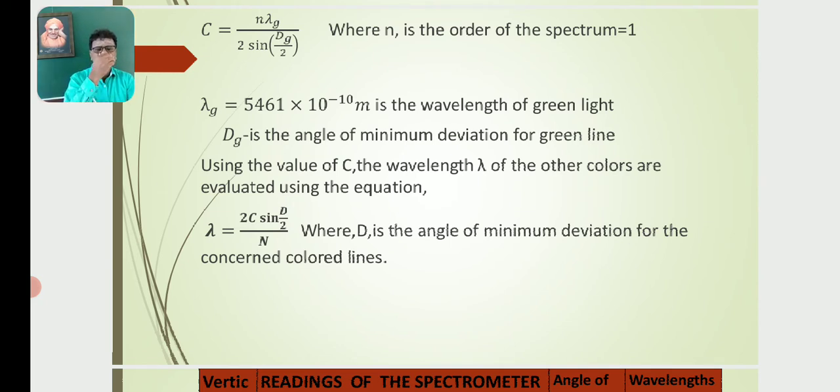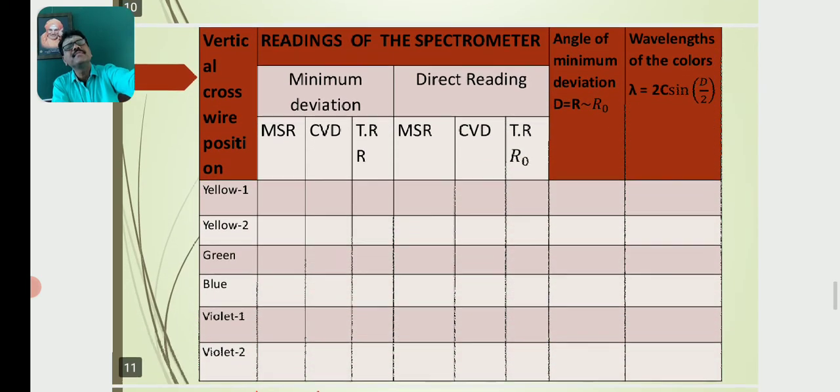With the help of that grating constant, by using the equation lambda is equal to 2C sine of D by 2 by n, we can determine the wavelength of different colors, where D is the angle of minimum deviation for the considered colored lines. Lambda is the wavelength, C the grating constant, D the angle of minimum deviation, and n indicates the order of the spectrum.